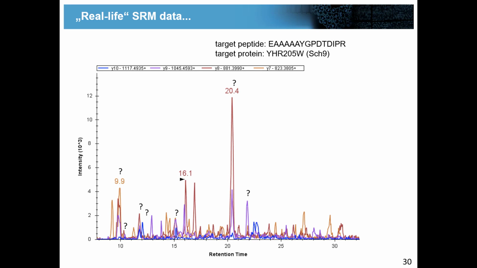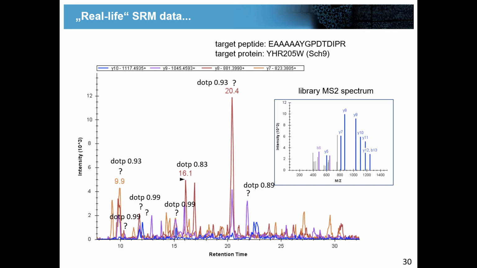Other example, SCH9. Other kinase, even more low abundant. This was the target peptide, only 4 transitions I could find for that peptide, and that's how the data looks like. I can already tell you there was a spectral library, and you see all the dot p values for the different peaks. What's the right peak? So we have 0.99 for, I think, this guy, and this guy, and this guy. 0.93 for the big one.